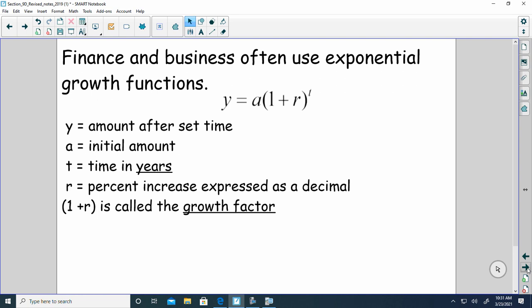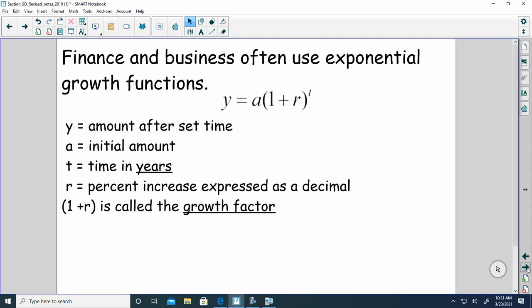If my b value, or my 1 plus r, becomes a value between 0 and 1, so a fraction or a decimal, so like 0.25 or 1/3 or something like that, that means as I go to the right, my graph approaches my asymptote. And that's kind of a big key right there.